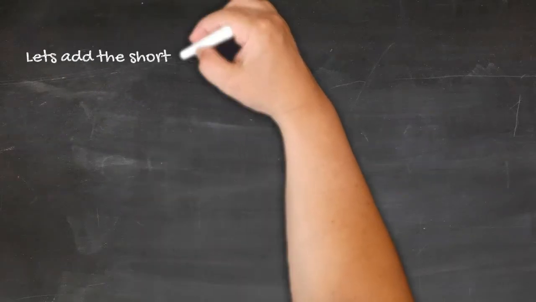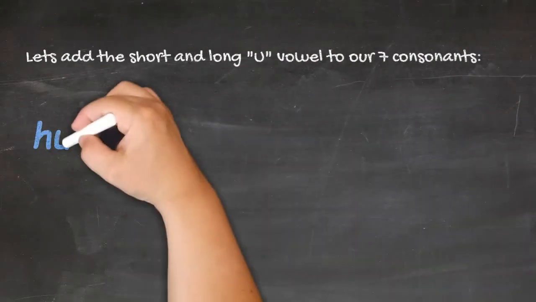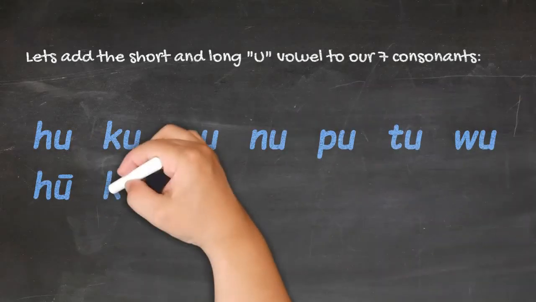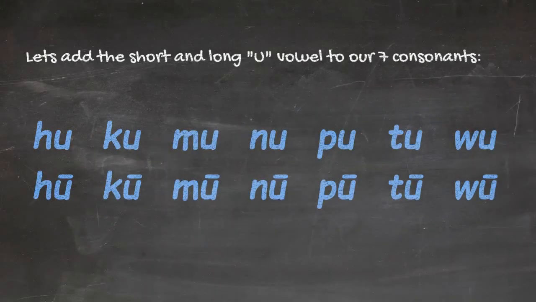Kia ora. All right then, let's add in the U. Hu, ku, mu, nu, pu, tu, wu.